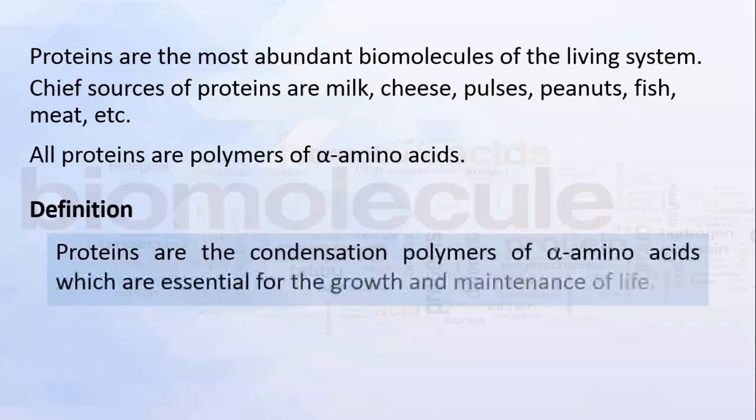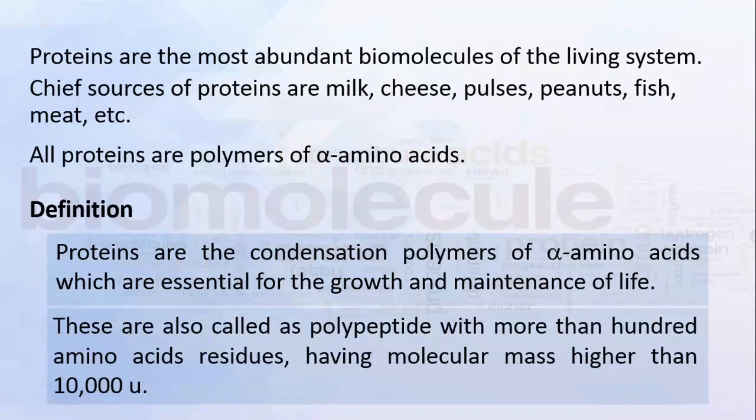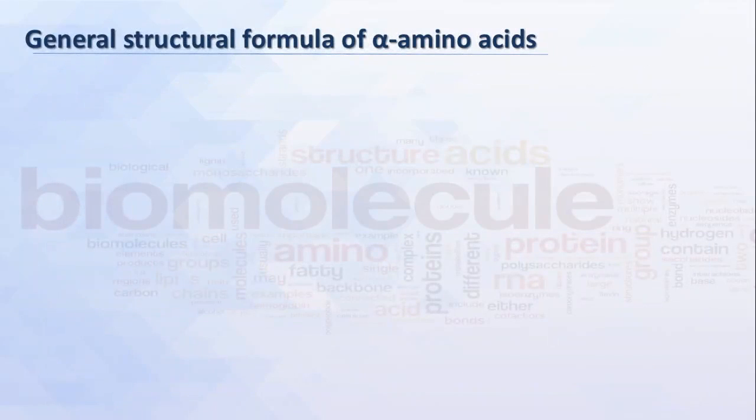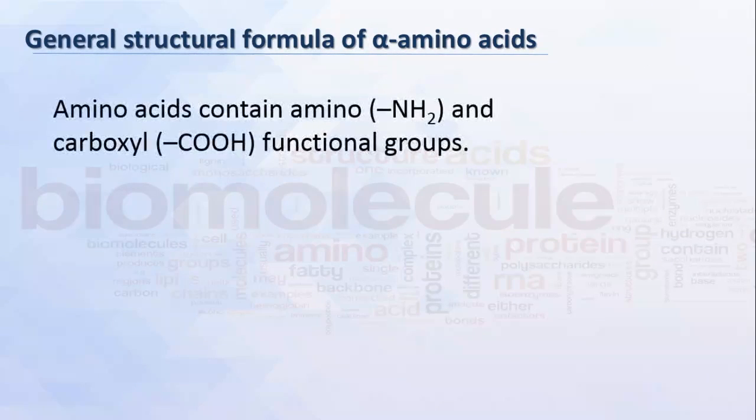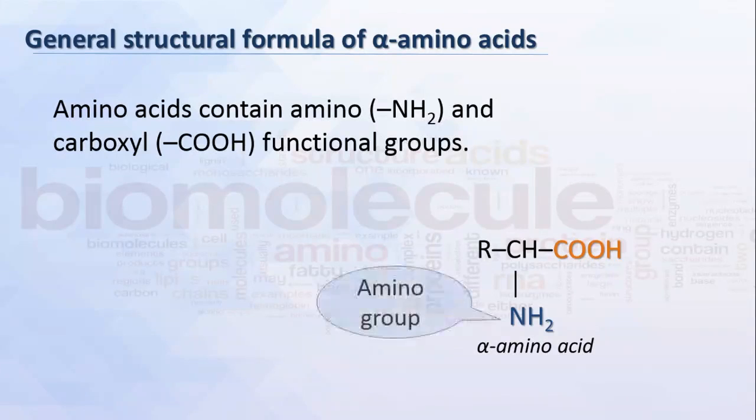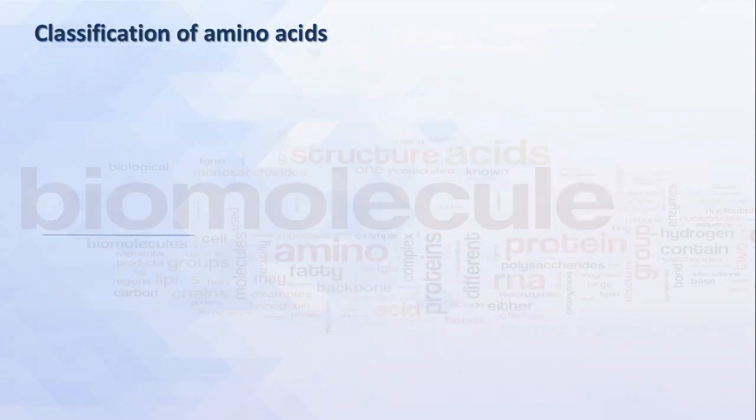The definition: proteins are the condensation polymers of alpha amino acids which are essential for the growth and maintenance of life. These are also called polypeptides with more than 100 amino acid residues having molecular mass higher than 10,000 units. General structural formula of alpha amino acids. Amino acids contain an amino group and a carboxyl group. That's the amino group and that's the carboxyl group in an alpha amino acid.